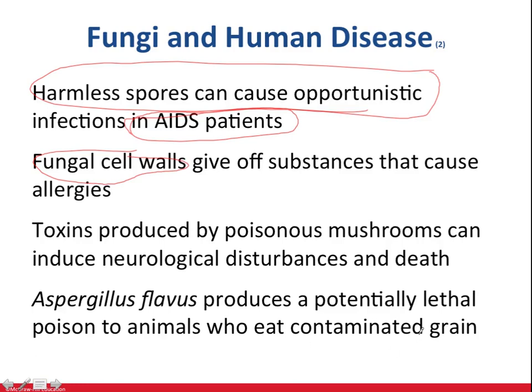Also, Aspergillus flavus. Those fungi can grow on wet grain and produce poisons. That's why when people harvest grain corns, they have to dry the grain. If not, these fungi will grow on the wet grain and produce toxin. If people or animals eat those contaminated grains, the toxin can cause them to die.